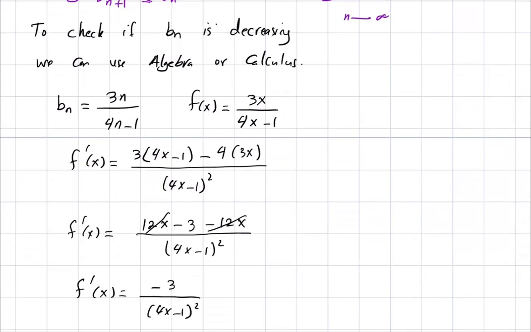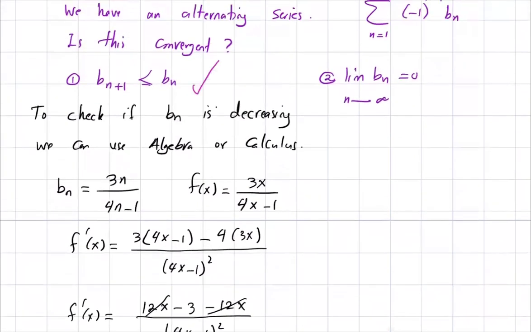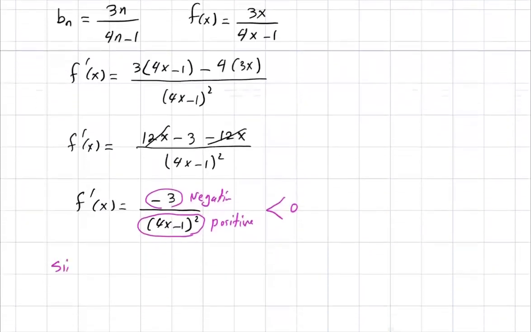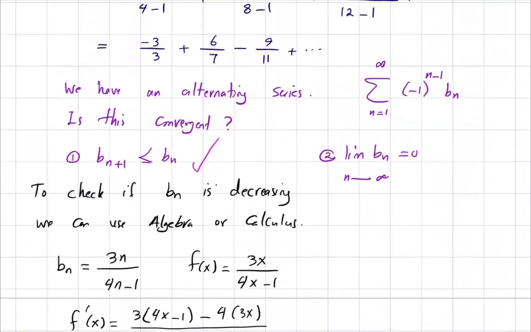So the derivative is equal to minus 3 divided by 4x minus 1 to the second. Since the quantity on the denominator is positive, and the numerator, negative 3, is negative, it means that the derivative is negative and it is indeed decreasing. So you can say that since f prime of x is negative, f of x is decreasing. So the first condition is met. You have a decreasing term. Bn plus 1 is less than or equal to Bn.